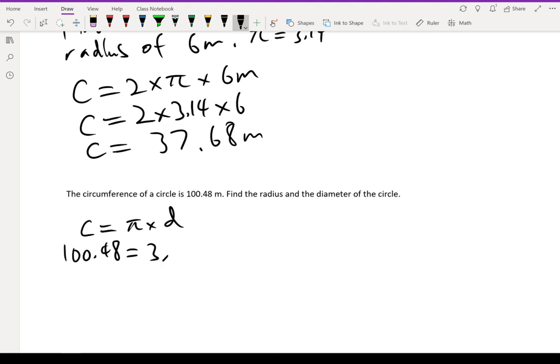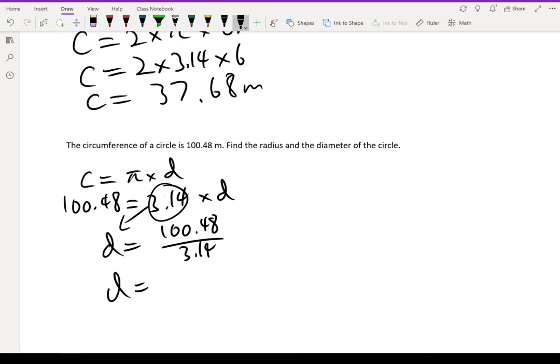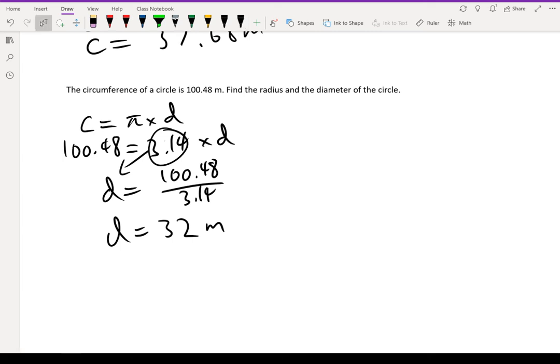100.48 is equal to 3.14 times the unknown diameter. I'm going to divide 100.48 by 3.14 by cross multiplication, which means that d is equal to 100.48 over 3.14. Put that into your calculator, 100.48 divided by 3.14, and you would get the diameter is equal to 32 meters. And so if the diameter is 32 meters, the radius is half of that, which means that radius is equal to 16 meters. And that's it. So that's circumference, fairly simple.